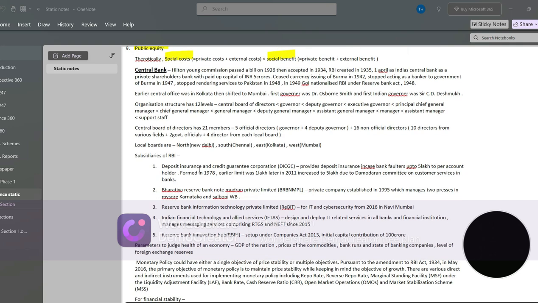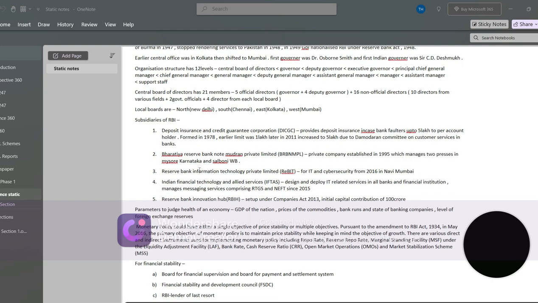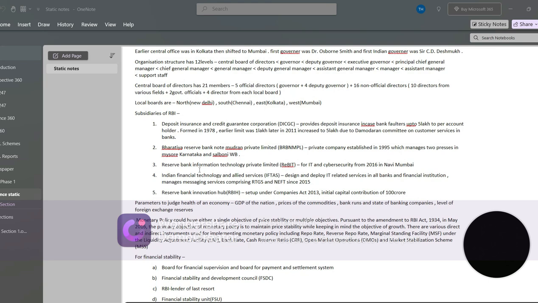Now, earlier the central office was in Kolkata, then it was shifted to Mumbai. The first governor of RBI was Dr. Osborne Smith, and the first Indian governor was Sir C.D. Deshmukh. The organization structure of RBI has 12 levels. The highest is Central Board of Directors, then the governors, then the deputy governor, then executive governor, then principal chief general manager, then chief general manager, then general manager, then deputy general manager, then assistant general manager, then assistant manager, then the support staff.